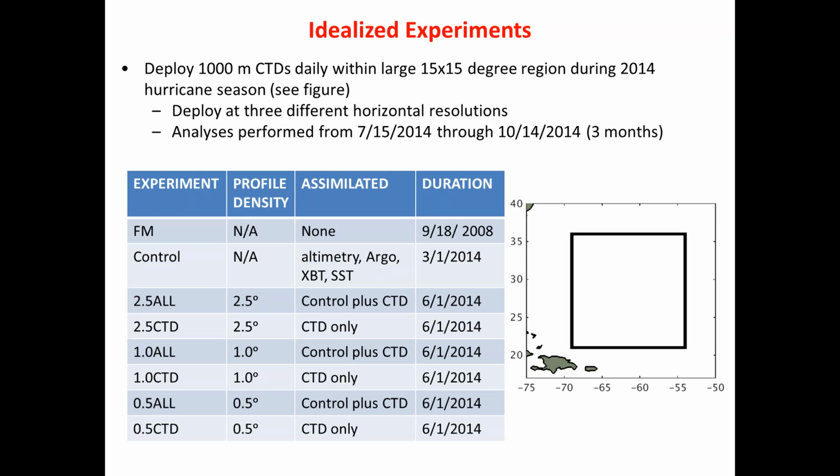Several experiments are run. The forecast model is unconstrained, and that's from a long model run. The control assimilates four major components of the existing operational ocean observing system: altimetry, Argo, XBT, and SST. That experiment started on March 1st, 2014, and ran through hurricane season. And then there are experiments run at 3 different resolutions. The 2.5 All is run with the CTDs at 2.5 degree resolution within the box, in addition to the existing ocean observing system. 2.5 CTD is just assimilating the CTDs only, and the same is done for 1 degree profiler resolution and 0.5 degree profiler resolution.